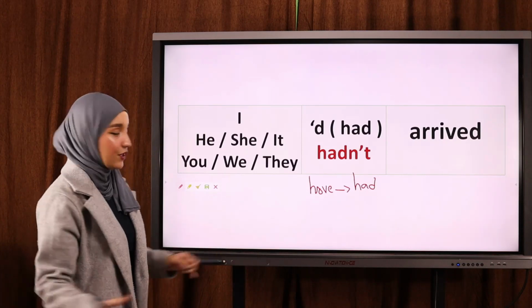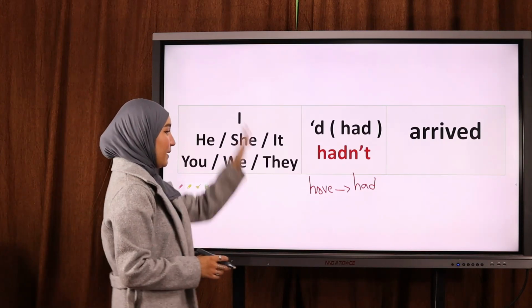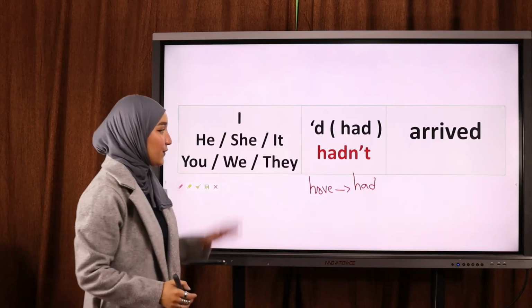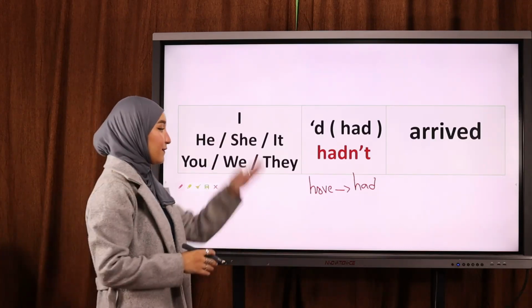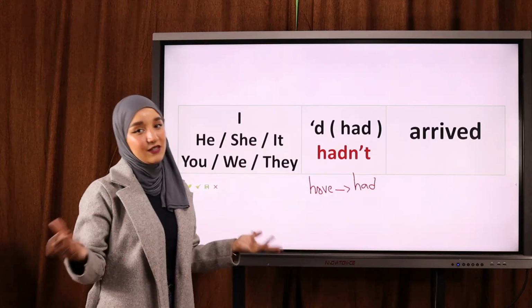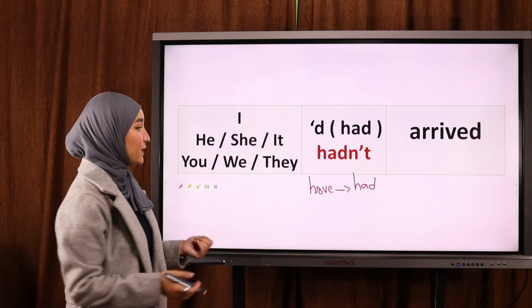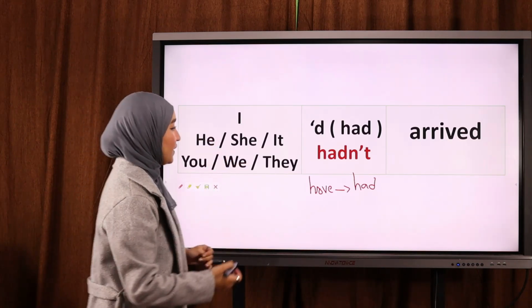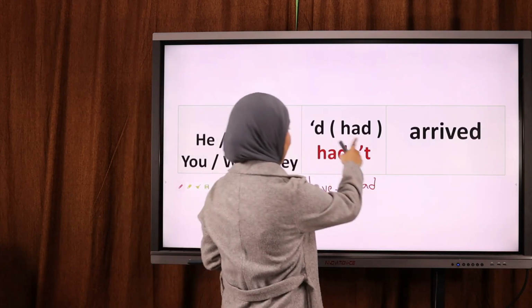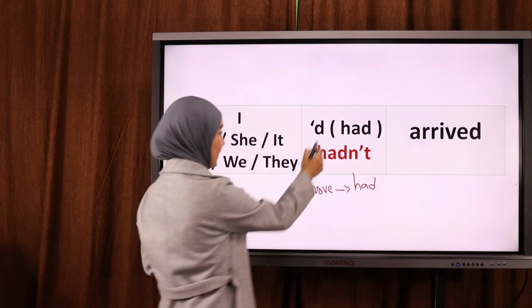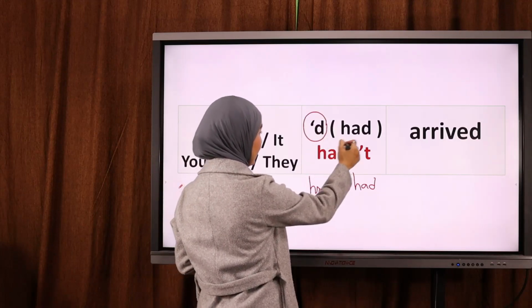So the rule is simple. My personal pronouns as usual, I, he, she, it, you, we, they. So here there's no difference. We use had with all the pronouns. Okay? Because it's in the past. We don't have the she, he, and it rule. Okay? So, I had or I'd, she'd, they'd. This is a contraction, a shortened form of the full form.